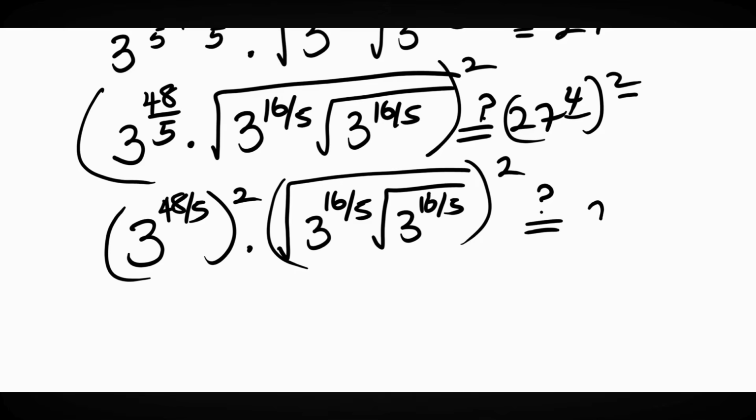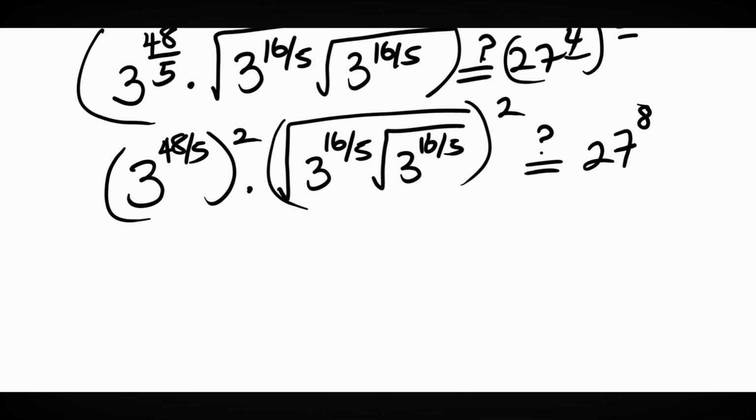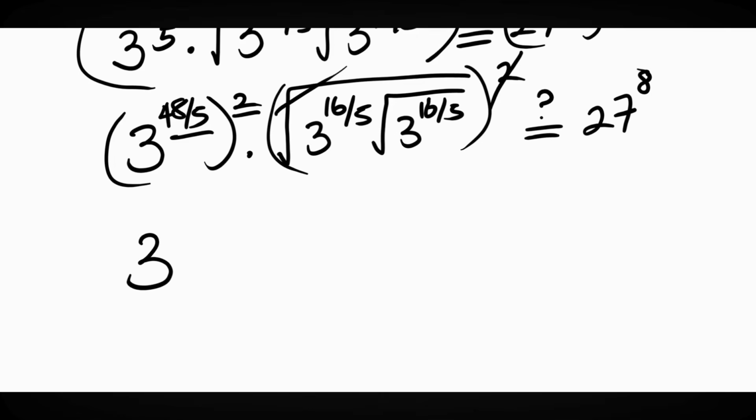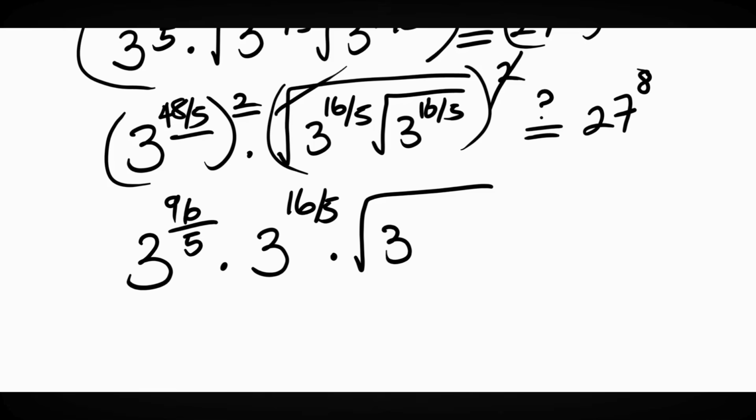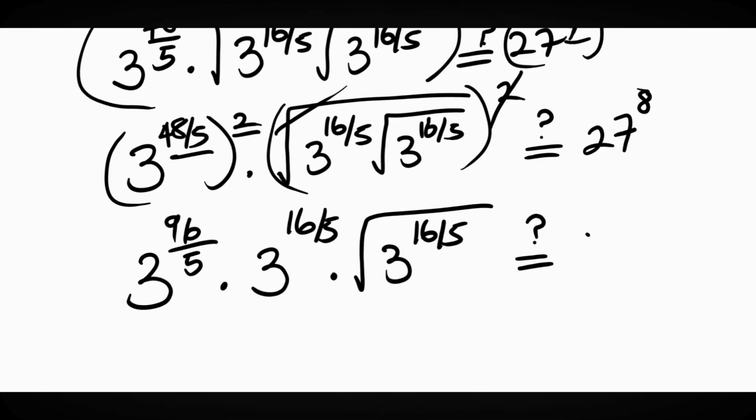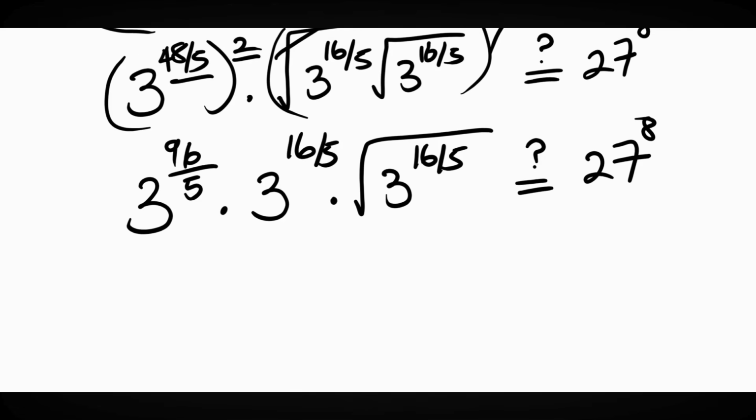4 times 2 will give us 8. Okay, this 2 cancels out the square root, and 48 over 5 multiplies 2, and we have 3 raised to the power 96 divided by 5, times the square root of 3 raised to the power 16 over 5. And let's see if that's going to be equal to what we have on the right hand side.